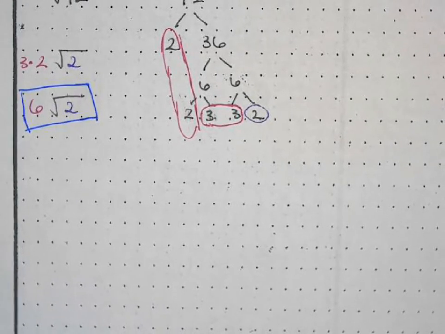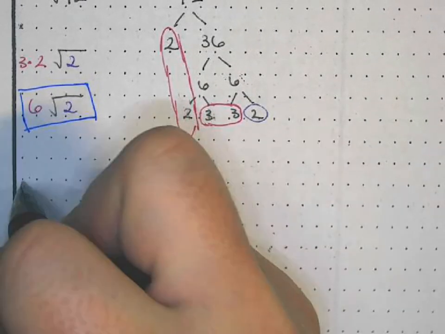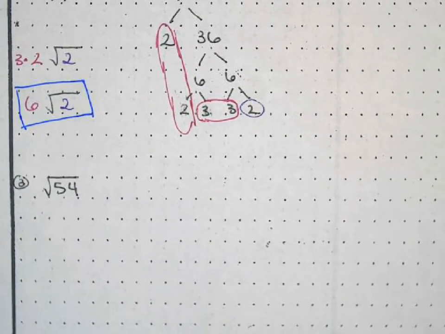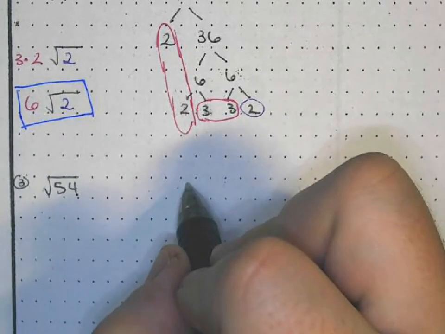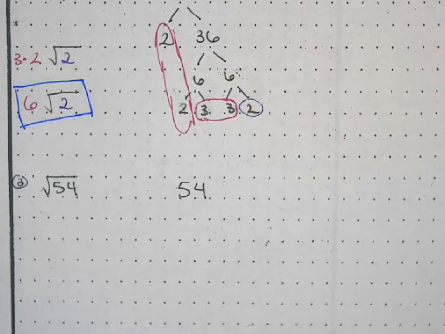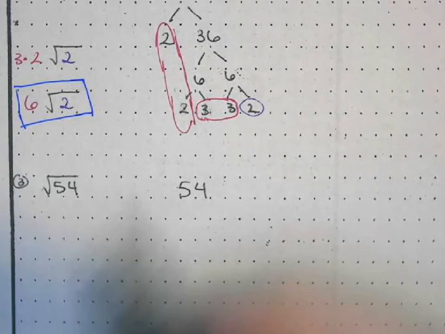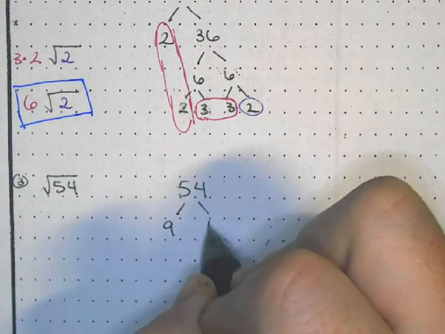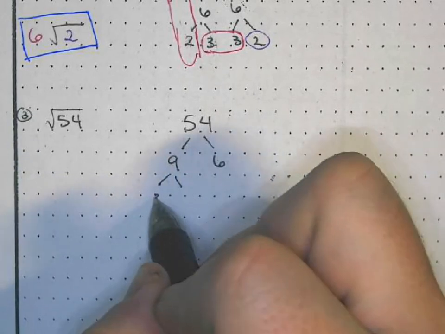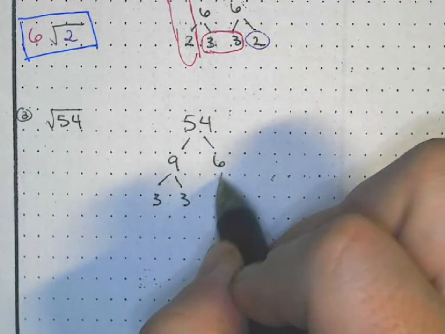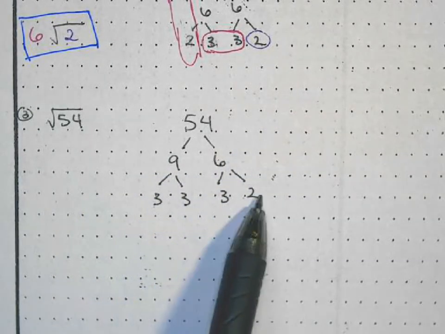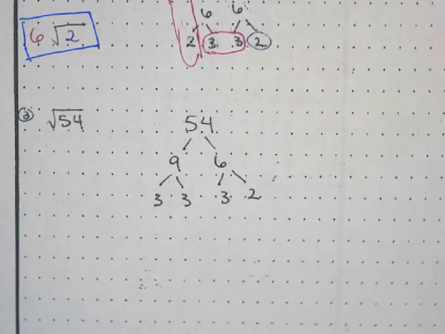Okay, let's try another one. Square root of 54. So the first thing we need to do is build our factor tree. What are some numbers that multiplied equal 54? Well, there's 9 times 6. Now these can be broken down. We have 3 times 3, and then 6 is 3 times 2. None of these can be broken down any further, so we're ready.